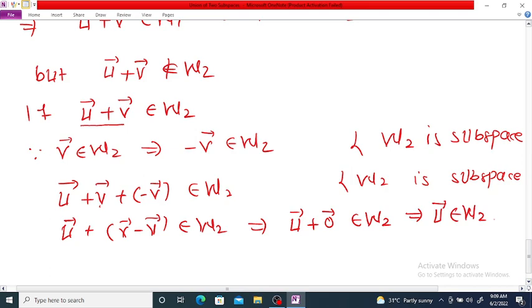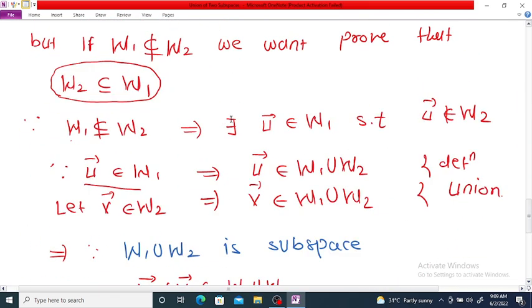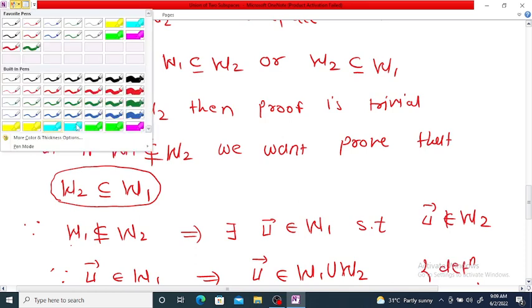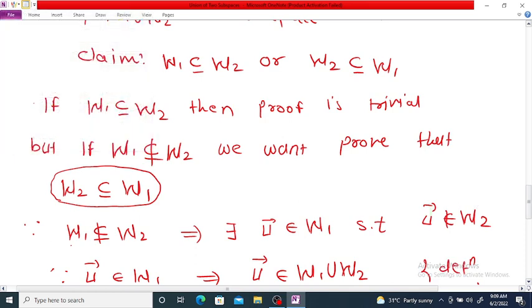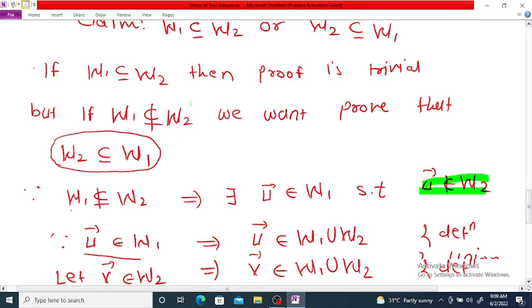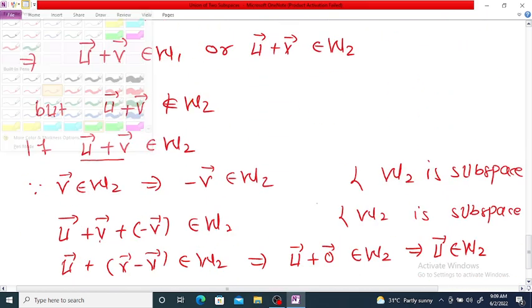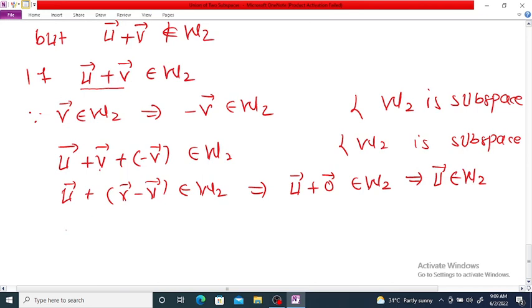But this is a contradiction. What is the contradiction? What we assumed, I am highlighting here, is that u bar does not belong to W2. So it is a contradiction, since we get u bar belongs to W2. Why did we obtain this? Because we assumed wrongly.